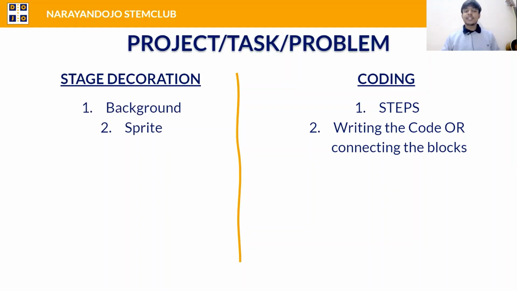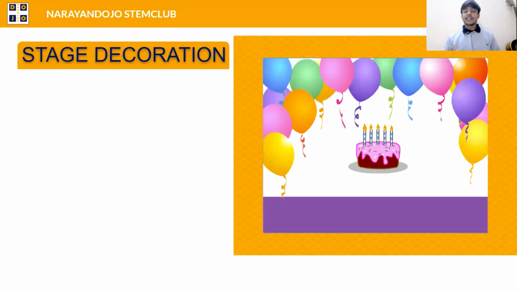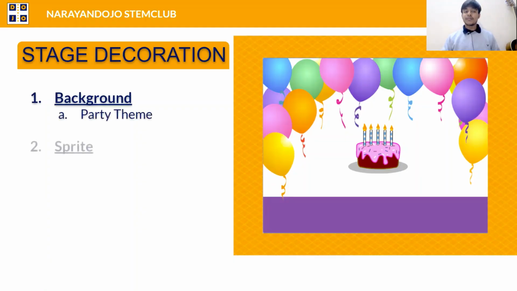So let's come to the birthday card animation. So again, divide this project into two parts. The first one is stage decoration, and under the stage decoration, two things come, the background and the sprite. So for this project, choose the party theme background, and for the sprite, just choose the cake sprite.